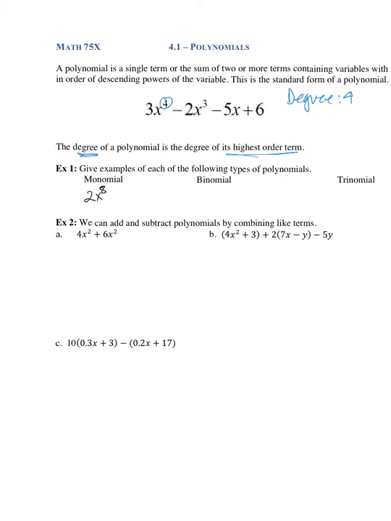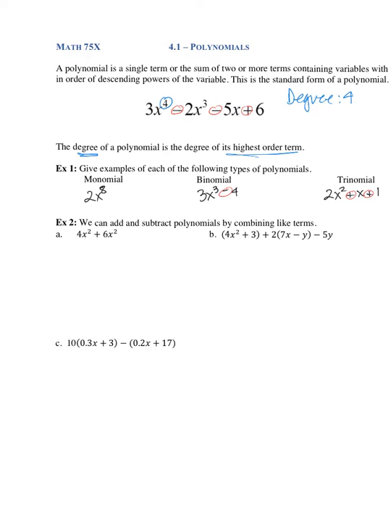A binomial has two terms. So it could be like this, minus 4. And a trinomial has 3 terms, like 2x squared plus x plus 1 or something. Okay, and the thing that separates terms is addition or subtraction.